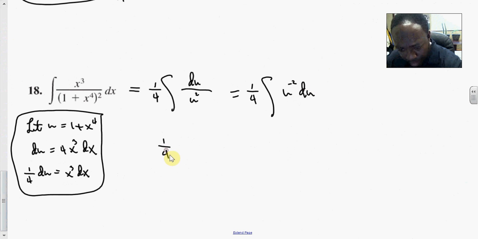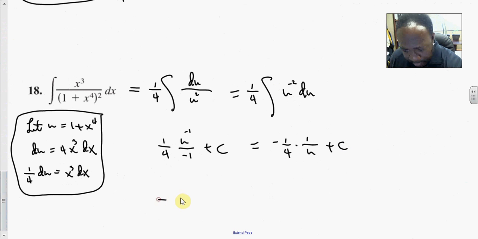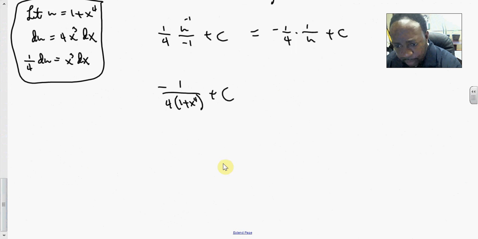So we integrate. This is 1/4. We do not discriminate. We integrate. So this is 1/4 times u to the -2 plus 1 is -1. That's divided by -1 plus some constant. Let's clean that up. This is -1/4 times 1 over u plus c. So this becomes -1 all over 4 times u, and u is 1 plus x to the 4th, plus c.